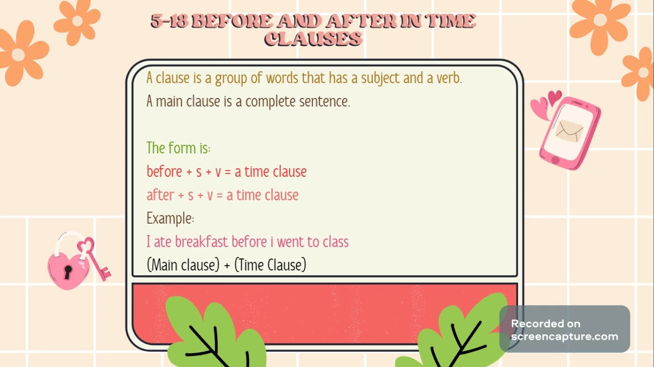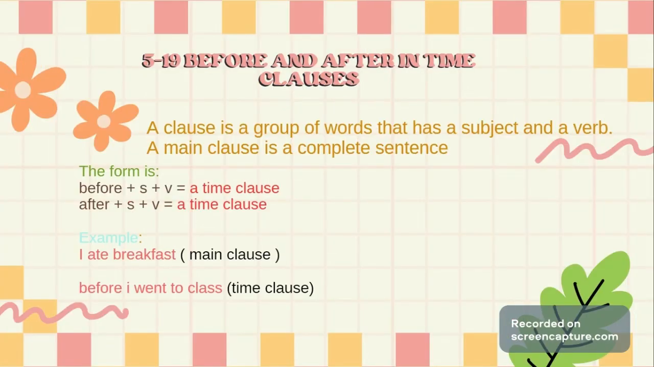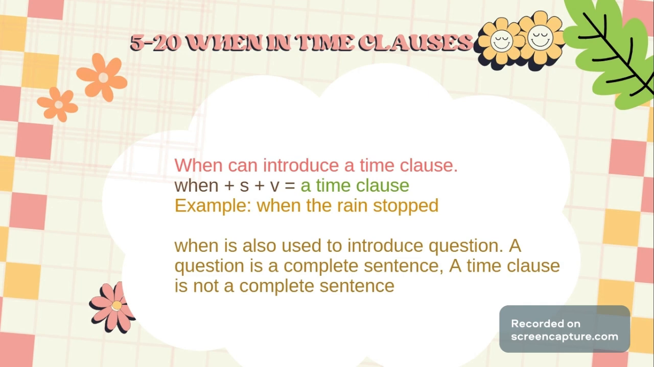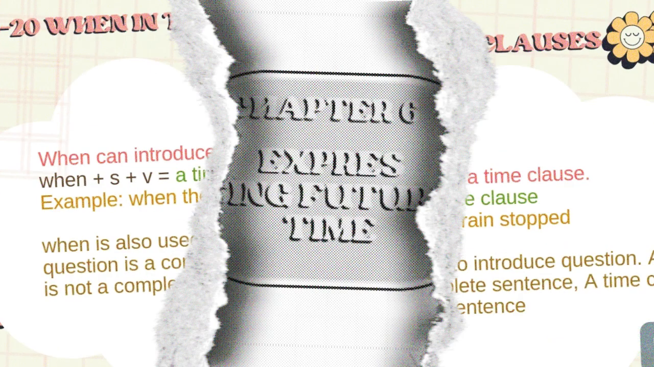So before and after indicate a time clause. Next, when in time clauses. When can introduce a time clause. When plus subject and verb is a time clause. Example, when the rain stopped. When is also used to introduce a question. A question is a complete sentence. A time clause is not a complete sentence.